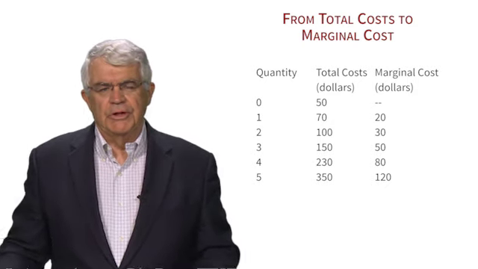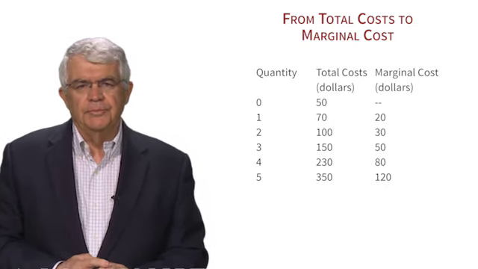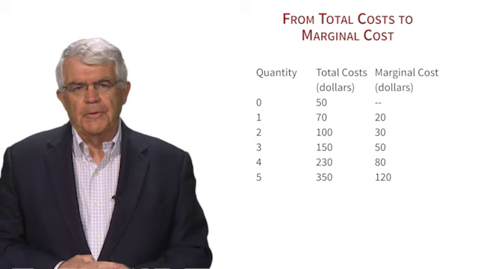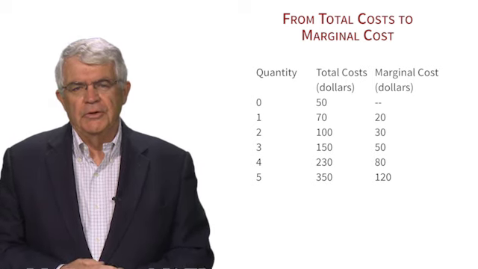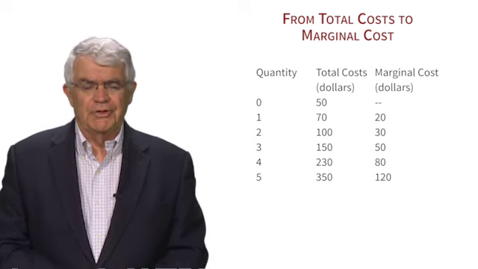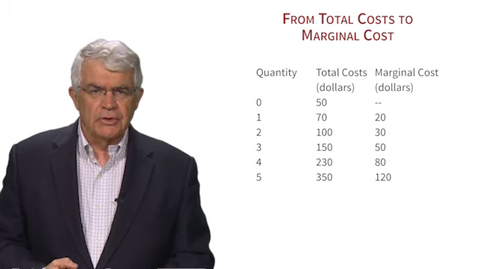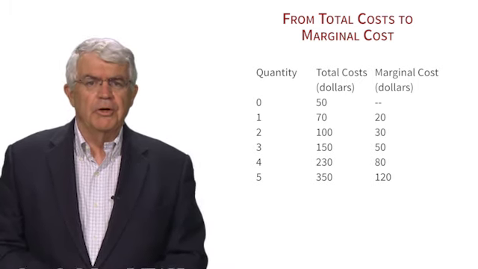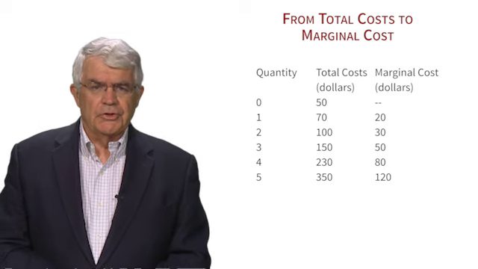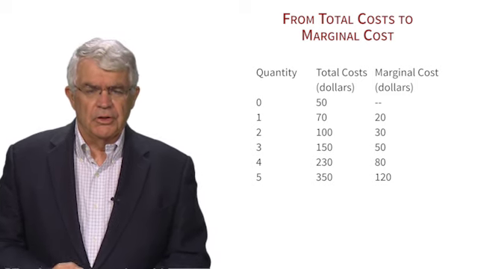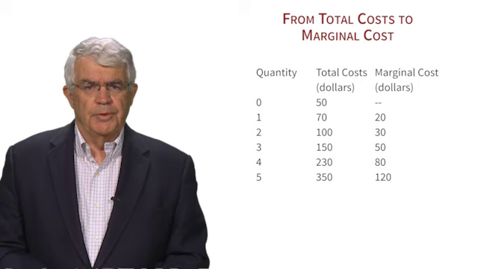What this table does is take the quantity of pumpkins produced in the first column, 1, 2, 3, 4, 5. It looks at the total cost, which we just computed, 50, 70, 100, etc. And it looks at this other, new concept, which we're going to call marginal cost. Marginal cost is the additional cost it takes to produce 1 more pumpkin.